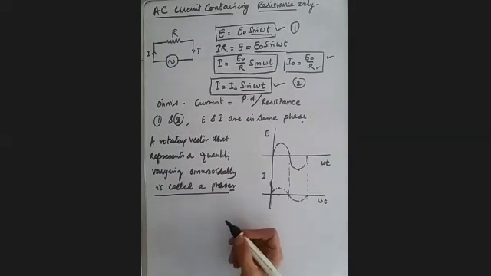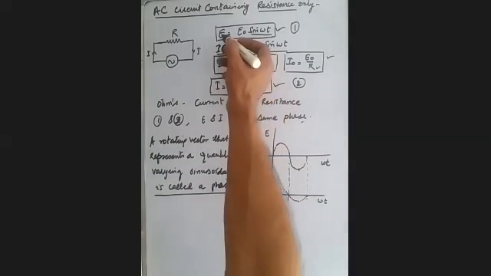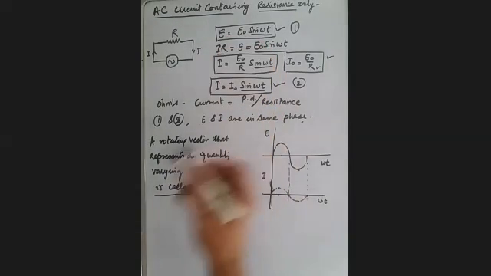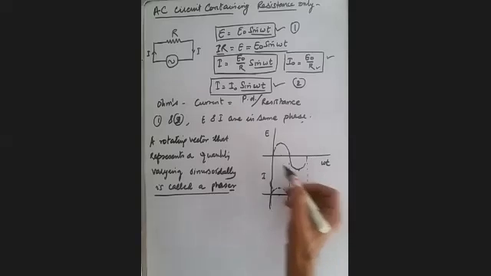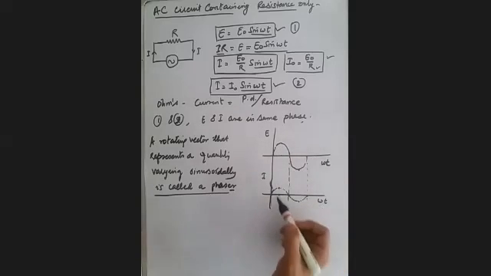So in this case, the quantity I is changing as well as quantity E is changing sinusoidally. Both are changing sinusoidally, so both are phasors. They both can be presented as phasors. So how do we draw the phasor diagram?